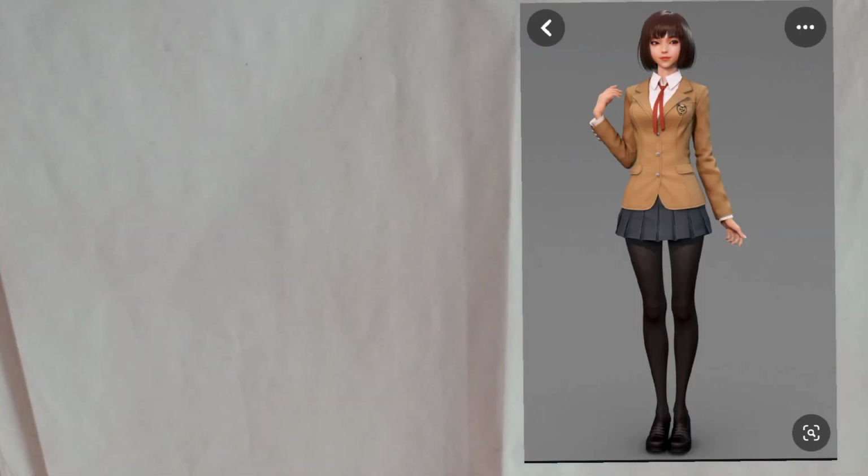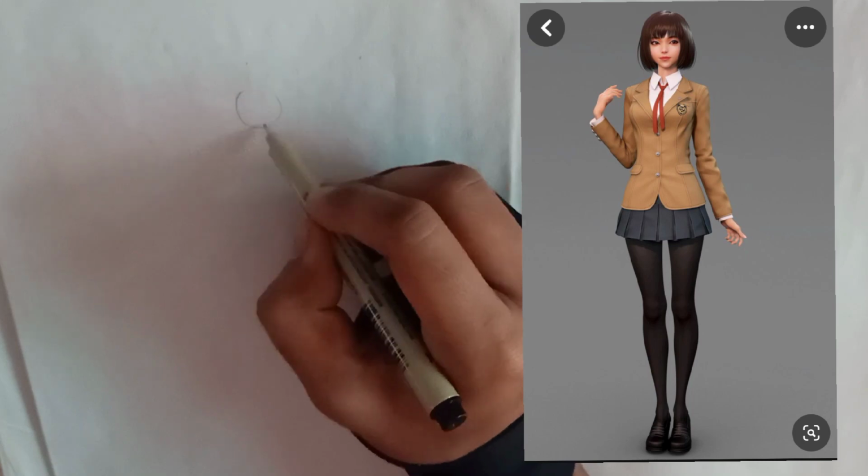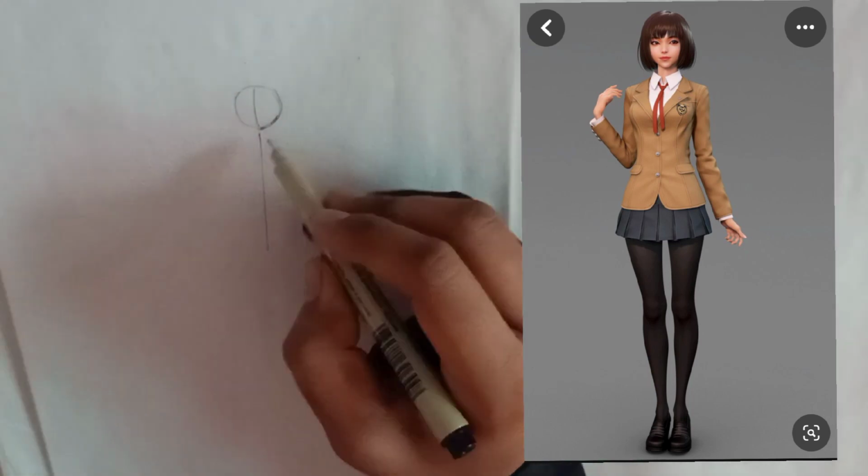Now, let's move to paper. Here we have a reference. Let's try to draw it by applying the techniques we learned. It's easy, just observe the reference and draw the circles and ovals first. Then join them with curvy lines by remembering that red region.